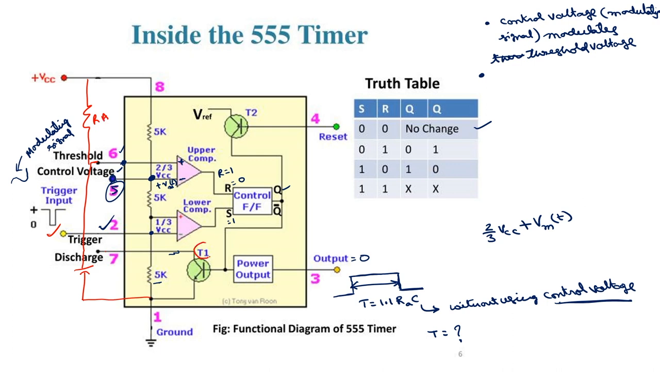So, if this transistor Q1 is on in a standby mode, because this Q bar is equal to 1, this will be on, this will act as a short circuit. So, this capacitor will be short circuited. As a result of that, what will be the voltage at 6 point, because this is connected to the capacitor. So, here also this is 0 volts. So the voltage at non-inverting terminal is 0, inverting terminal is 2/3 VCC, so output will be 0.